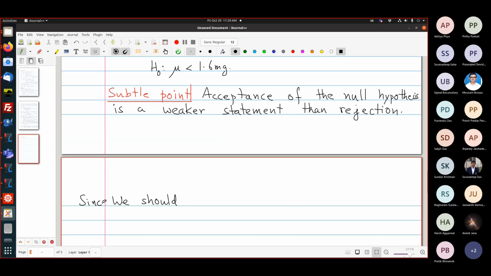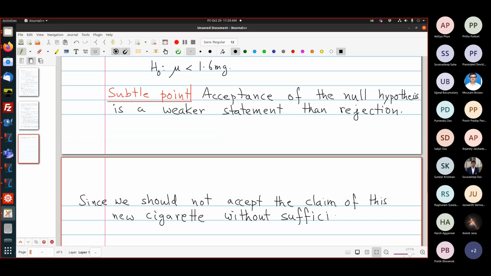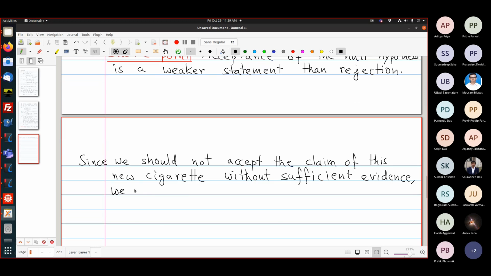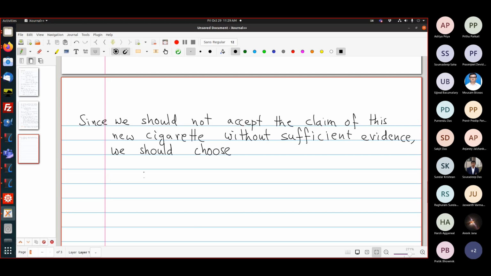Just let me finish this sentence. So since we should not accept the claim of this new cigarette without sufficient evidence, we should choose the null hypothesis as mu greater than or equal to 1.6 and the alternative hypothesis as mu less than 1.6.